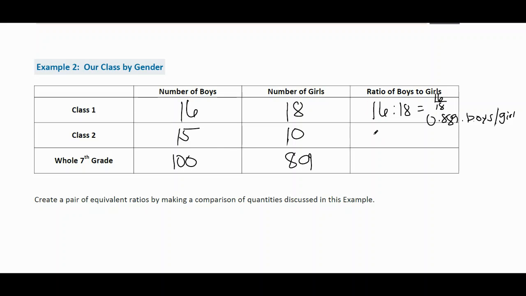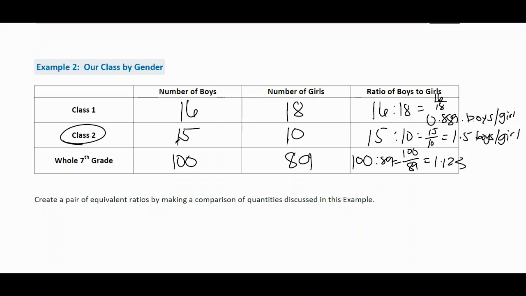Now, for this one, we're going to have 15 is to 10. So that is 15 over 10, wherein that's going to be 1.5 boys per girl. And then for the whole seventh grade, it's going to be 100 is to 89, so 100 divided by 89 is going to be 1.123. So as you can see, approximately the second class has a greater ratio than the whole seventh grade.